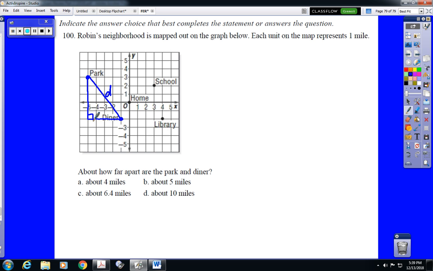So we are then going to count the legs. This leg is 1, 2, 3, 4, 5 units. This leg is 1, 2, 3, 4 units. So essentially what we are doing in this problem is solving for the hypotenuse of a right triangle where the legs are 5 units and 4 units. We did some of these earlier in the packet, I believe, and if we didn't, there's plenty of them in the first packet. Remember that the rule is a squared plus b squared equals c squared.